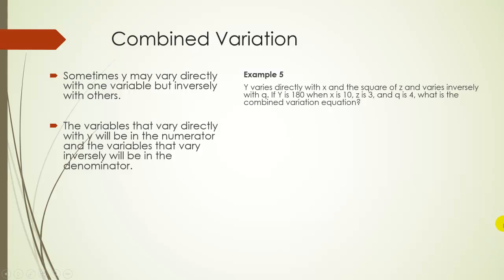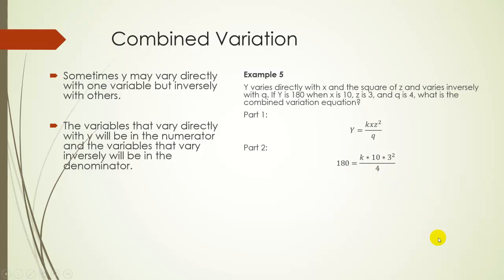So it says that y varies directly with x and the square of z and inversely with q. So we have y equals k times x times z squared because those vary directly, and we have to divide it by q because that varied inversely. Next, we just want to plug in our numbers for part 2 and ultimately solve for k. So we get 180 for y, 10 for x, 3 for z, but remember we do have to square it because it says the square of z, and 4 for q.